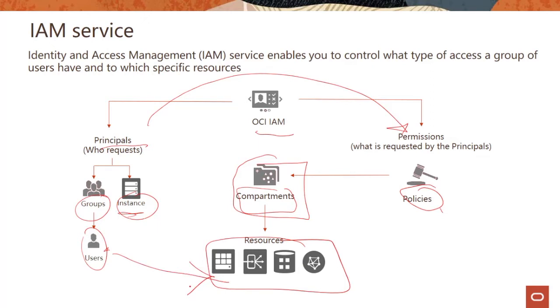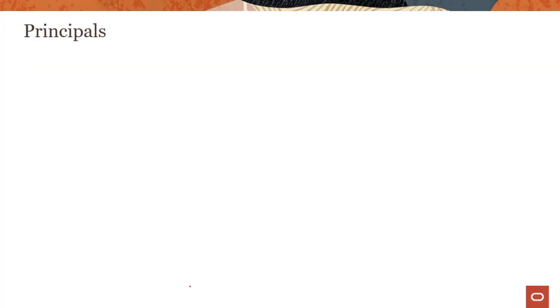So this graphic tries to show the various components of the Identity and Access Management Service in a very visual manner. And don't worry if you don't understand all the details, we'll look into them in the subsequent slides and demos. So let's look into each of these in a little bit more detail.